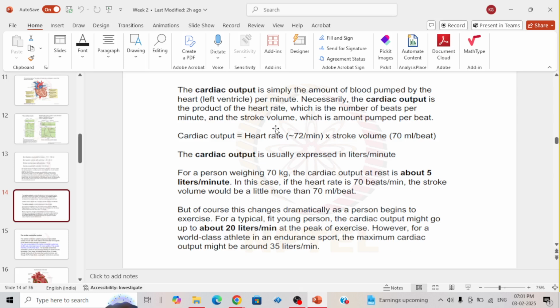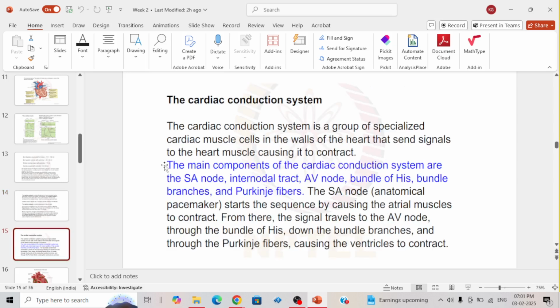As I told you, cardiac output is the multiplication of heart rate with the stroke volume, which is around 5 liters per minute. Now, the next thing is the cardiac conduction system. The cardiac conduction system is a group of specialized cardiac muscle cells in the walls of the heart that send signals to the heart muscle, causing it to contract.